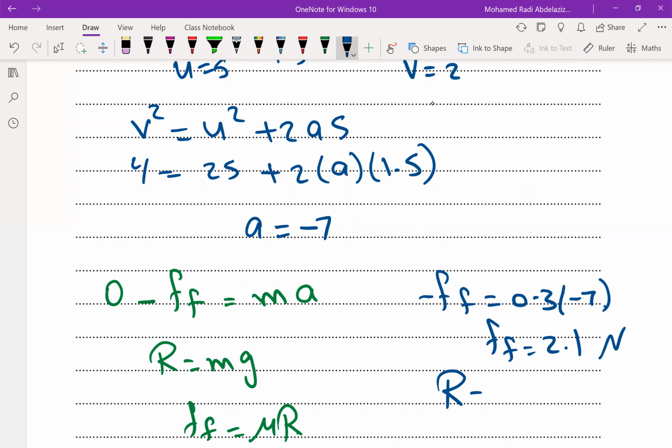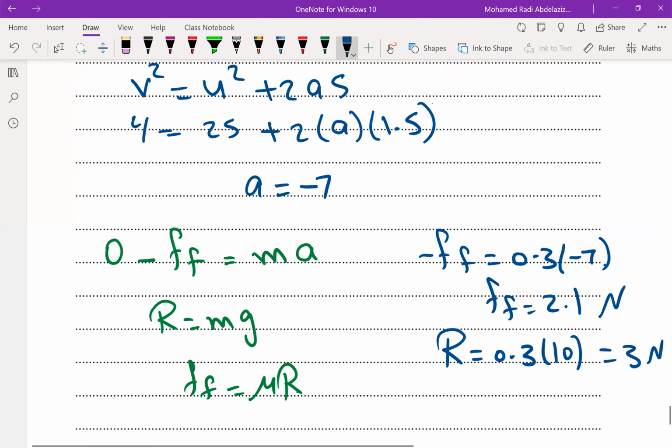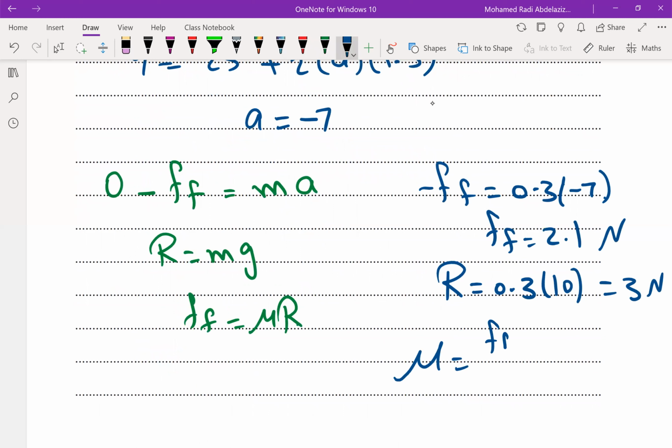And also you can find the normal reaction, 0.3 multiplied by 10, which is 3 newtons. The coefficient of friction is the ratio between the frictional force and the normal reaction. So the frictional force is 2.1 and the normal reaction is 3. 2.1 divided by 3. So the answer will be 0.7. So the coefficient of friction is equal to 0.7. That's it. Thank you.